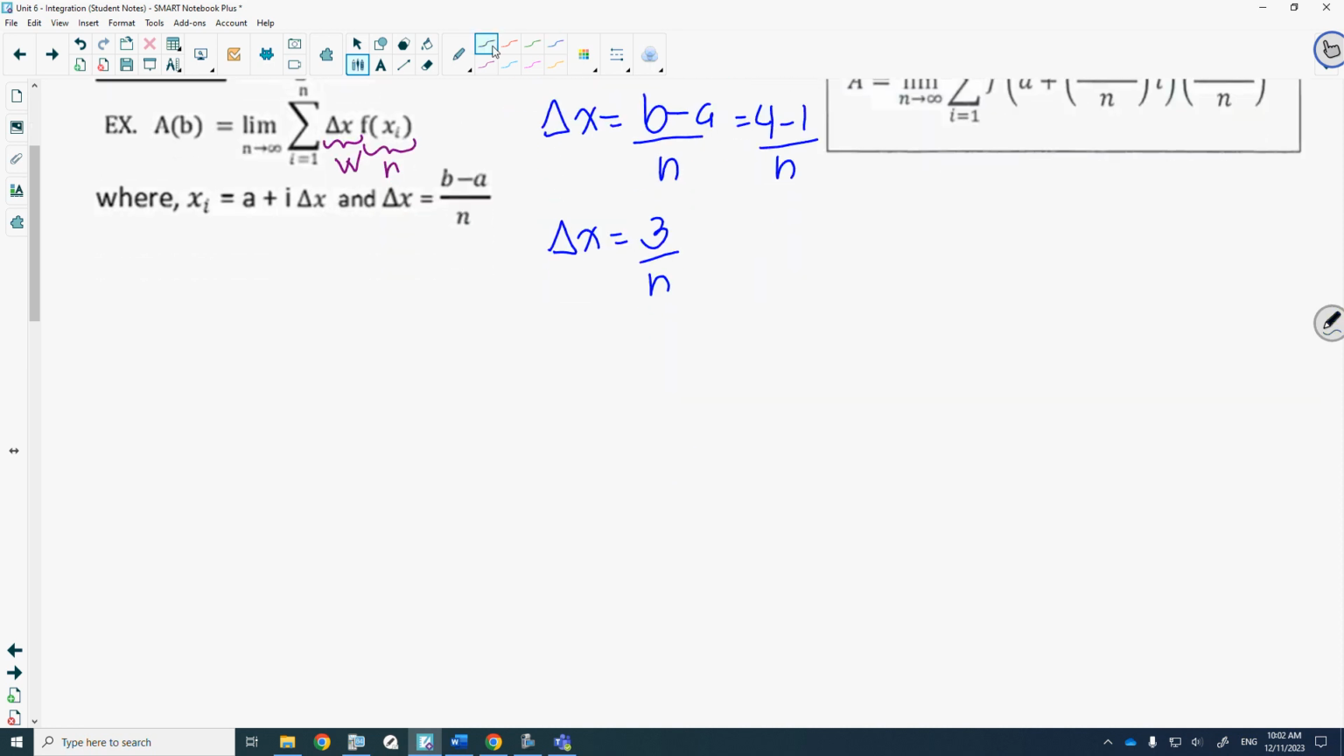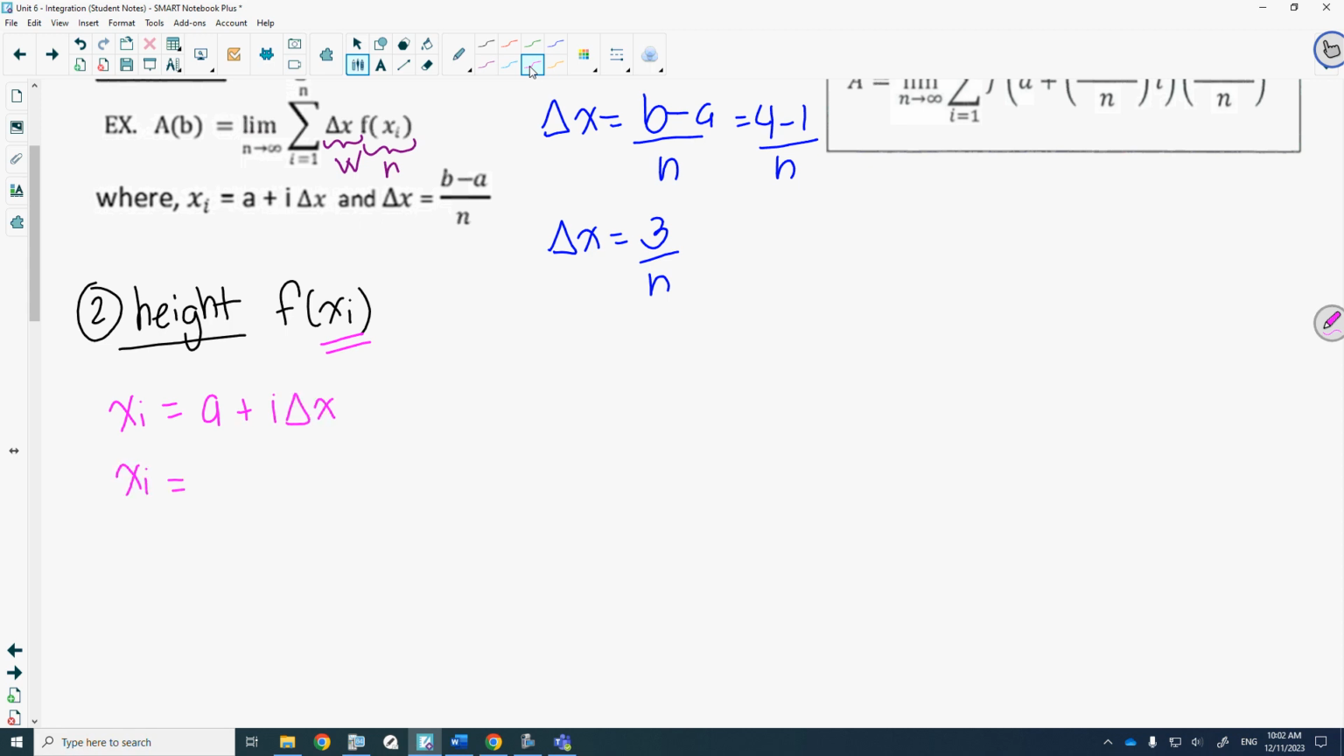The second thing we want to calculate for these questions is the height of the rectangle. The height of the rectangle is represented by f of x sub i. So in order to do that, we first need to calculate what x sub i is. And x sub i is given by the formula a plus i times delta x. So x sub i, a in this example is 1 plus i, delta x, the width of my rectangle, was 3 over n. X sub i is 1 plus 3i over n.